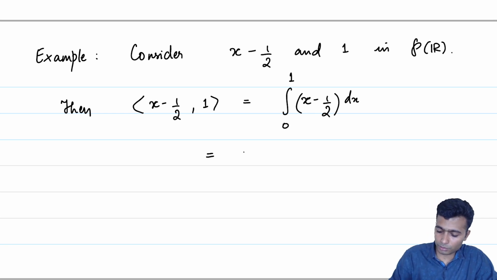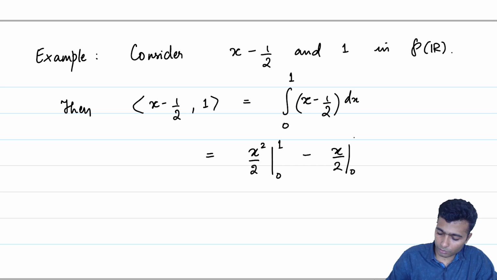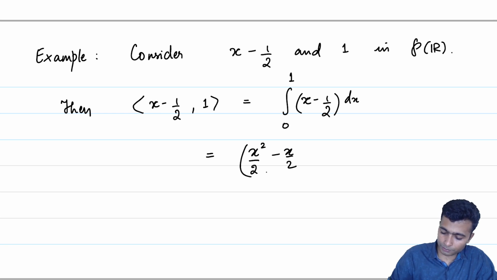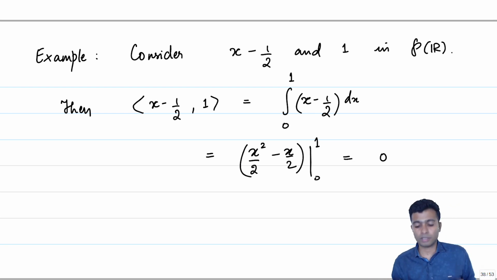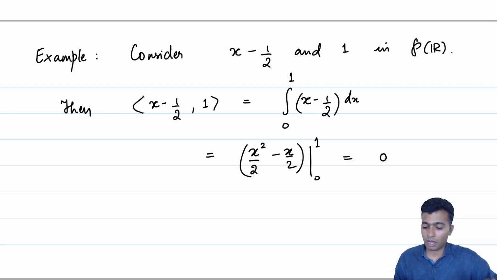And this is just equal to x square by 2 evaluated from 0 to 1, minus x by 2 evaluated from 0 to 1, which is equal to 0. So yes, x minus 1/2 and 1 are orthogonal with respect to this inner product.